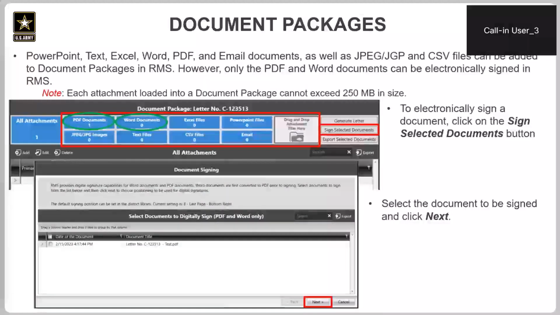Okay, so here we have a preview of the top of the document package screen. Multiple types of documents can be uploaded into RMS as shown here, but each attachment cannot exceed 250 megabytes in size. Keep in mind that that is per document, not for the document package in its entirety. We will review this in a demo after this section, but to sign the document, select the document to be signed, click on Sign Selected Documents, and continue with that process to complete the signing.